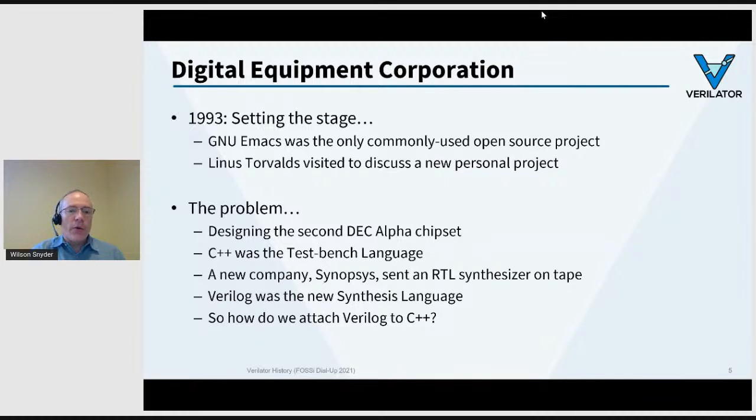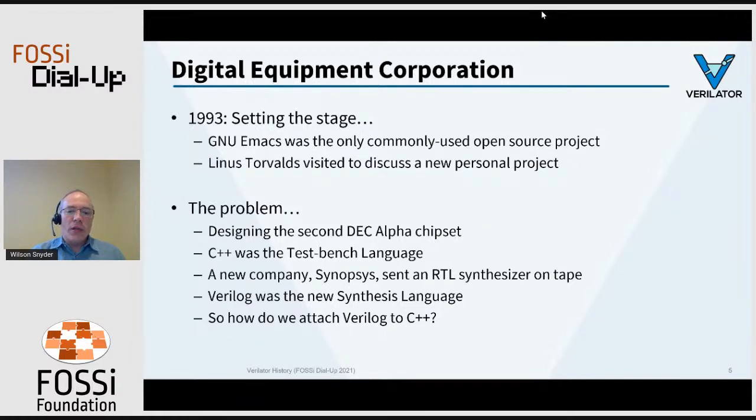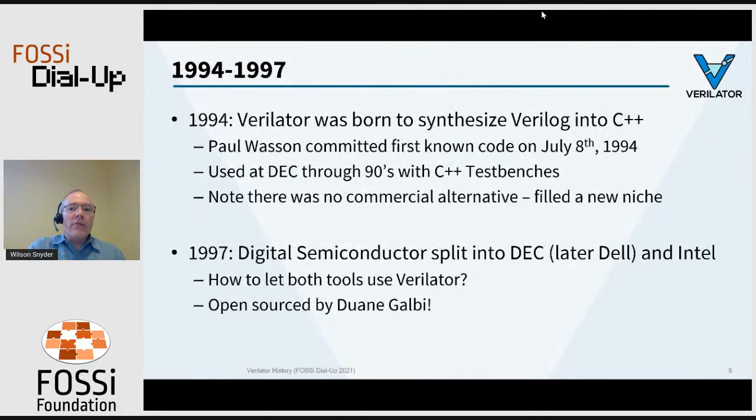And the question is how do we hook all of this together with the test bench? What we decided to do was write a program to connect Verilog into the C++. So in 1994, basically that was why Verilator was born. Paul Wasson did the original code for Verilator, just from commits. The first commit happened to be on July 8th, '94, so that was obviously a while ago. He did that initial code, with some help from some other people.